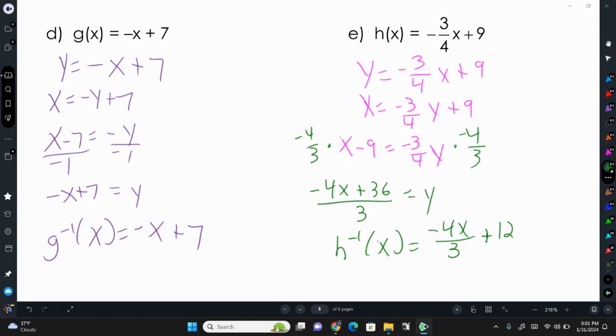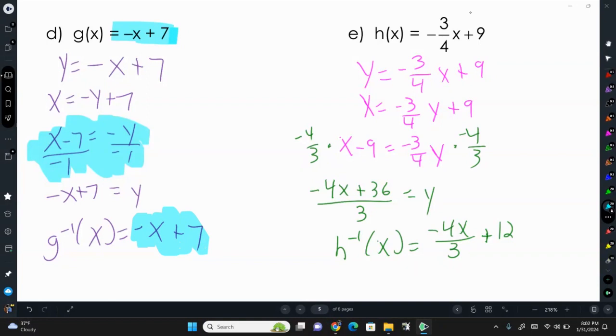All right, so in these two problems, I want to note something. Letter D, the inverse was the exact same as the original function. That's okay. That is allowed to happen. Our original function was negative x plus 7, and when you calculated the inverse, we divided both sides by -1 to make it positive y equals something. x divided by -1 gives us negative x, and -7 divided by -1 gives us positive 7. So yeah, the original function and the inverse function are exactly the same.